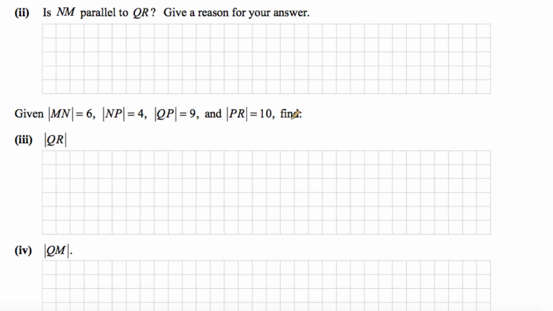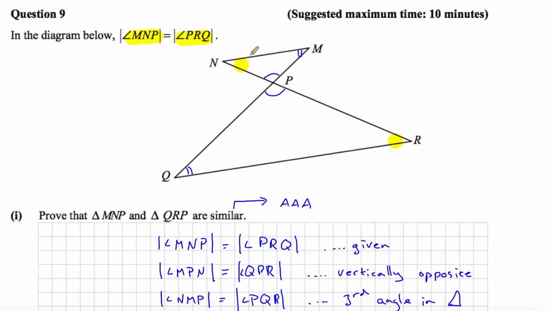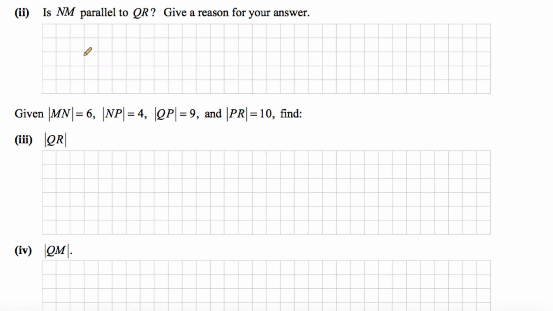Okay. Part 2 says, is NM parallel to QR? And give a reason for your answer. Well, NM is this line, and we're saying, is this parallel to QR? Well, because these two yellow angles which were given are equal, and this line NR is crossing the two lines that we're talking about, that means they're alternate angles. So NM and QR must be parallel. So the answer is yes.